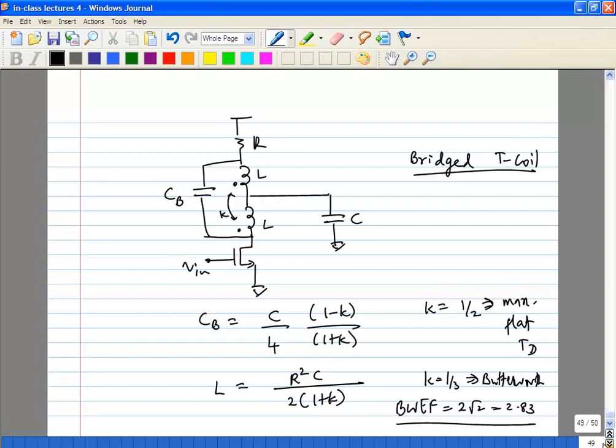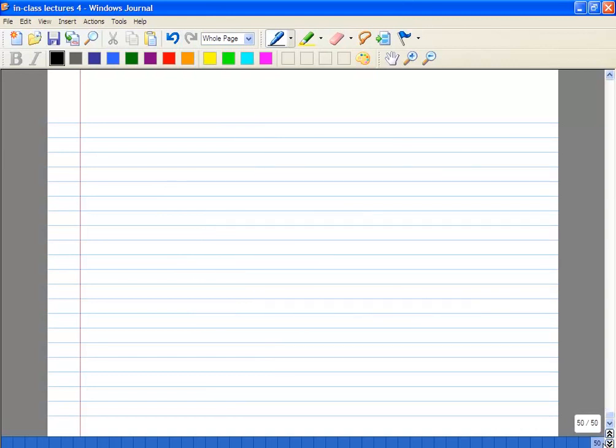So I think as far as wideband amplifiers go for today's class, we'll stop here. On Monday's class, we'll look at distributed amplifiers. Okay, yes, you had a question on the mixer.